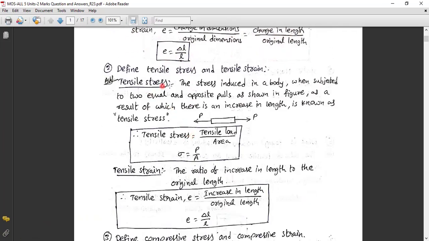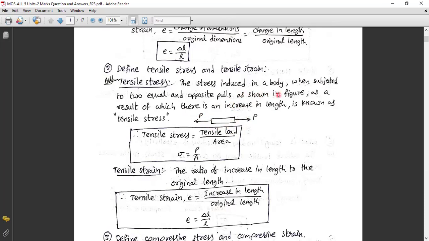Define tensile stress and tensile strain. What is tensile stress? Generally, tensile means a pulling force. This body is pulled by some force P on both sides. This is an example of tensile stress.